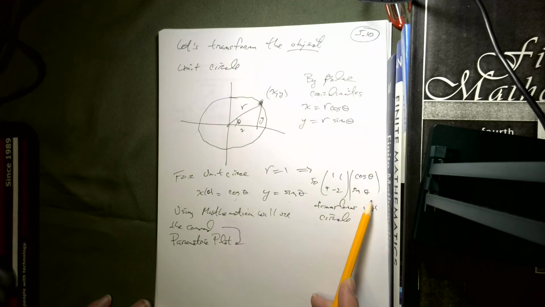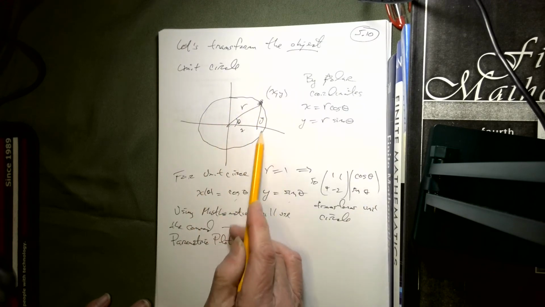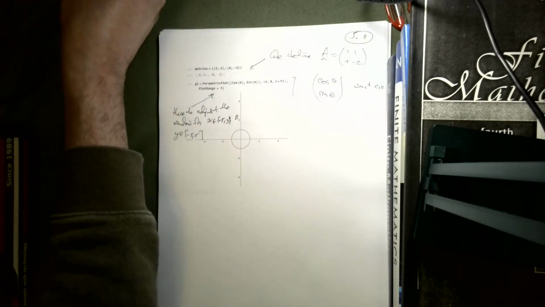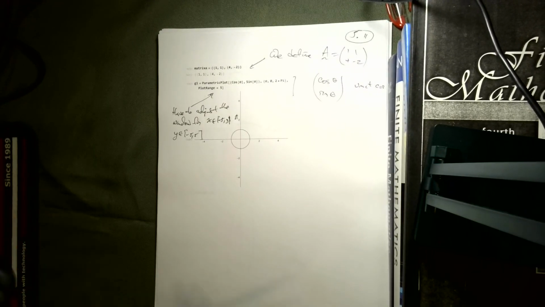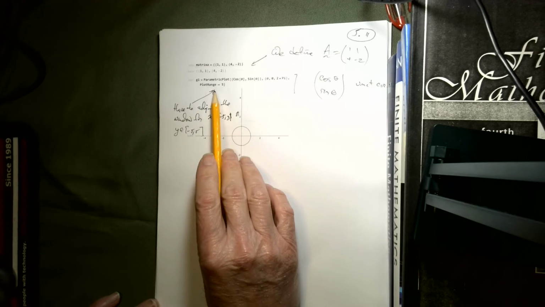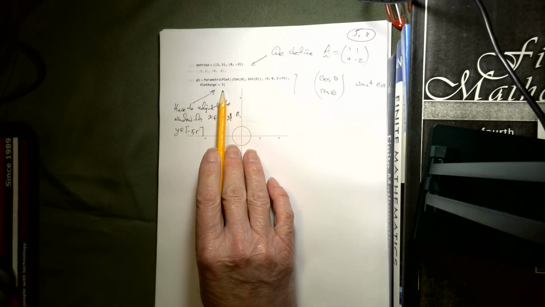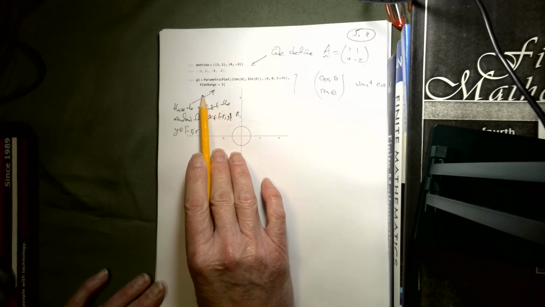So we know what cosine and sine are. It's just taking all the points on here. Mathematica has a command called ParametricPlot. I'm going to call this graph 1. There's a reason I have to use this plot range. I'll talk about that in just a second.